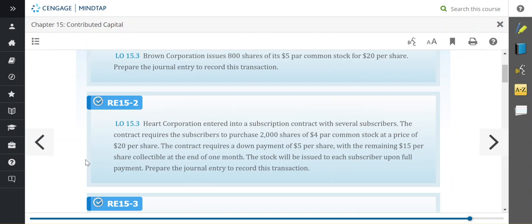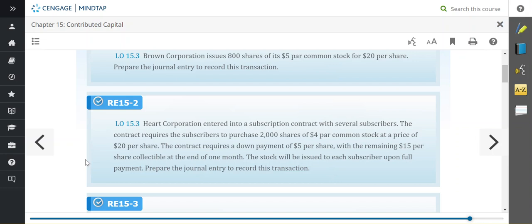In this example video, we're going to look at review exercise 15-2, which is dealing with something called stock subscriptions. It tells us that the Hart Corporation entered into a subscription contract with several subscribers. The contract requires the subscribers to purchase 2,000 shares of $4 par common stock at a price of $20 per share. The contract requires a down payment of $5 per share, with the remaining $15 per share collectible at the end of 1 month. The stock will be issued to each subscriber upon full payment, and they want us to journalize the entry to record this transaction.